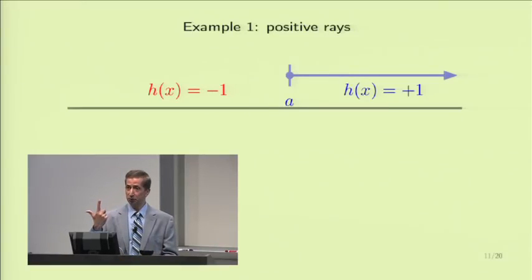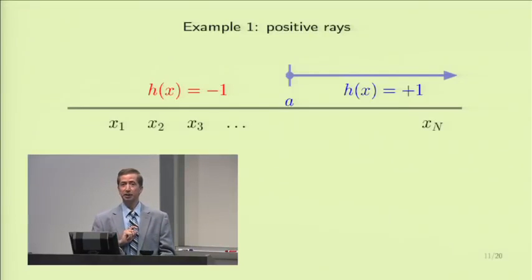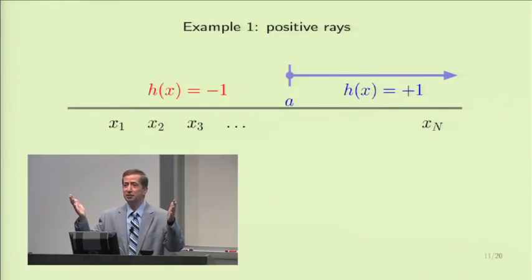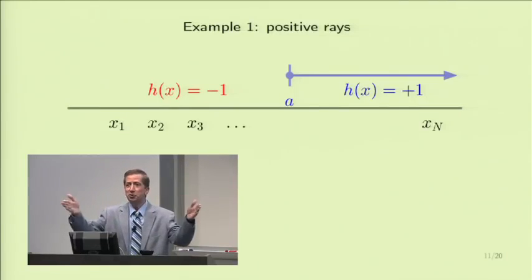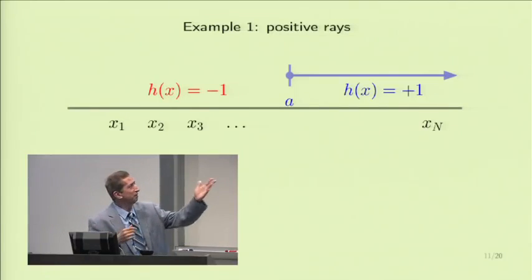Now, in order to define the growth function, I need a bunch of points. So I'm going to generate some points. I'm going to call them x1 up to xN. And I am going to choose them as general as possible. I guess there is very little generality when you're talking about a line. Just make sure that they don't fall on each other. If they fall on each other, you cannot really dichotomize them at all. So if you put them separate, you'll be okay. So we have these endpoints.